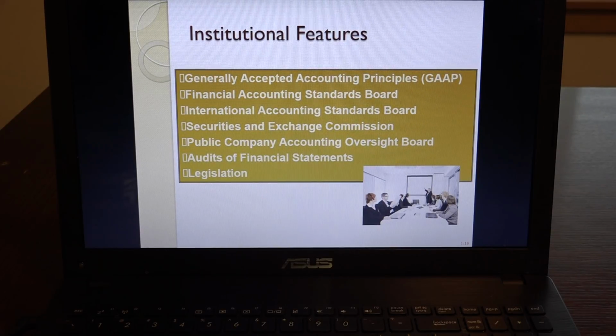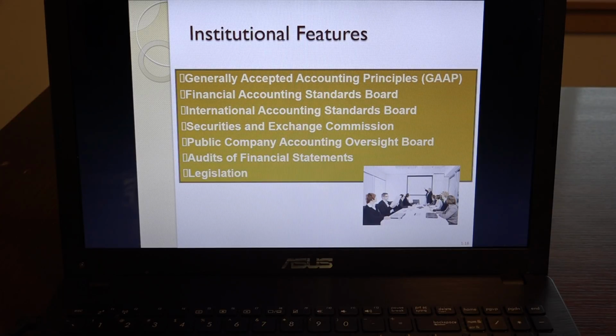There is, of course, every country has their own accounting rules, some not as strict as the United States, certainly. Many countries have adopted what we call the International Financial Reporting Standards, IFRS, and those rules are set by the International Accounting Standards Board, IASB.